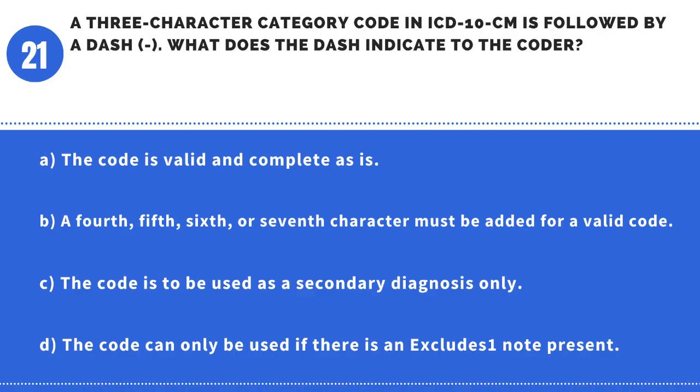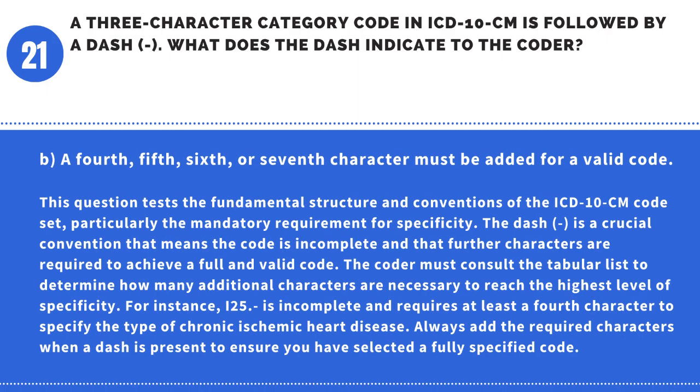Question 21. A 3-character category code in ICD-10-CM is followed by a dash. What does the dash indicate to the coder? A. The code is valid and complete as is. B. A 4th, 5th, 6th, or 7th character must be added for a valid code. C. The code is to be used as a secondary diagnosis only. D. The code can only be used if there is an Excludes1 note present. Answer B. A 4th, 5th, 6th, or 7th character must be added for a valid code.